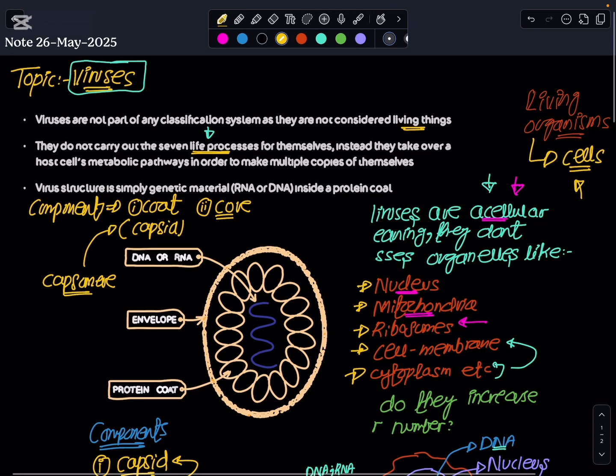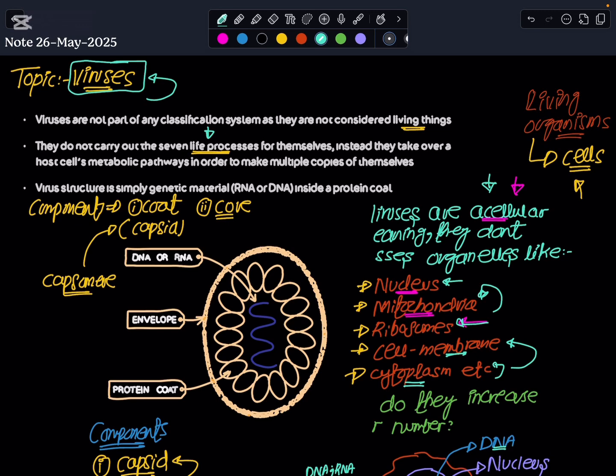So for today's lecture, we have to understand viruses. Whenever the word viruses comes up, you just have to keep two things in your mind: they are acellular, and they are not living outside of the host cell. Acellular means that we would not see any of the organelles in them, like the nucleus or the mitochondria, or any of the ribosomes, cell membrane, or cytoplasm.